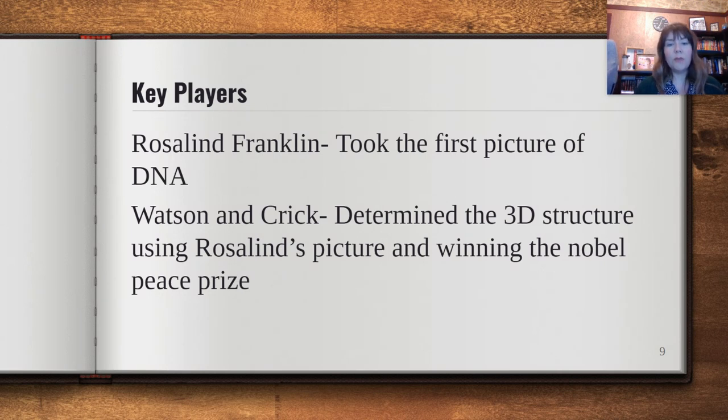So these are the three key players. You can actually just look up online a couple things about them if you want. Very interesting stuff about Watson and Crick and then Rosalind.